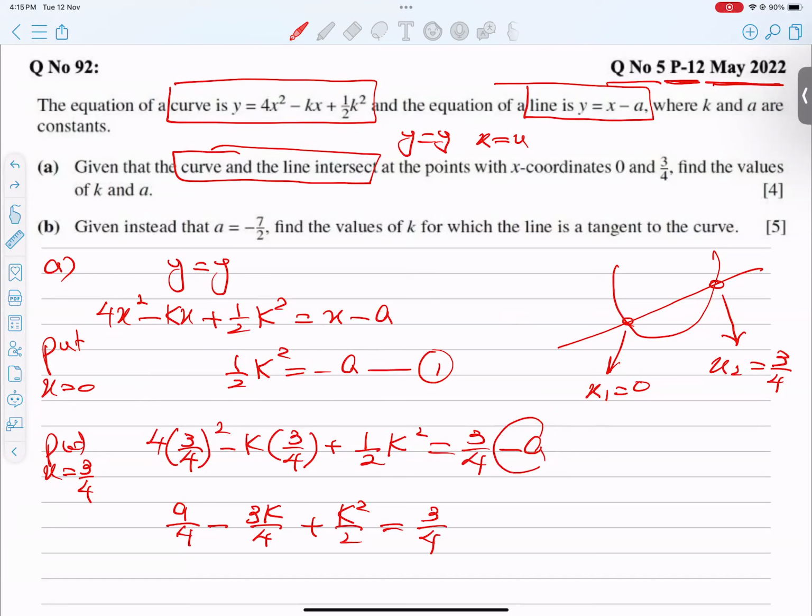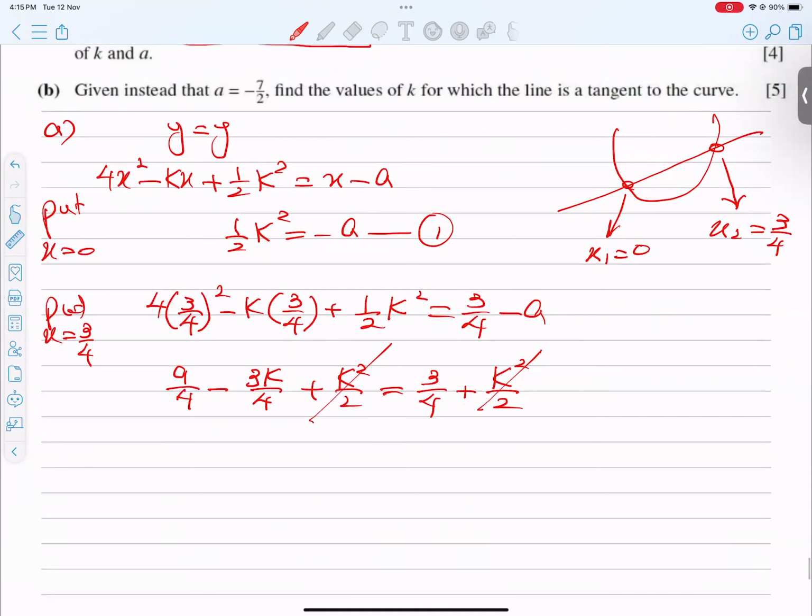I repeat my words: even including the minus, I will replace. Don't forget it. Don't think this negative will come here. No. Why? Because I'm placing the complete negative a. So here plus will come, make sure. So this plus will come. Now this will be cancelled automatically. You can see clearly.